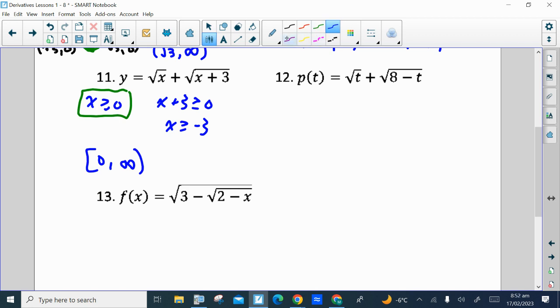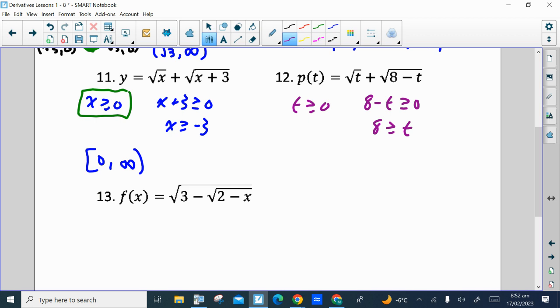Right, question 12. Again, we've got two different radicands. The first one, t, has to be greater than or equal to 0. The second one, 8 minus t, also has to be greater than or equal to 0. And so for that second piece, I would add the t to both sides. That doesn't change the inequality. That would only happen when you multiply or divide by a negative, and that's not what we're doing here. We're just simply adding t to both sides.